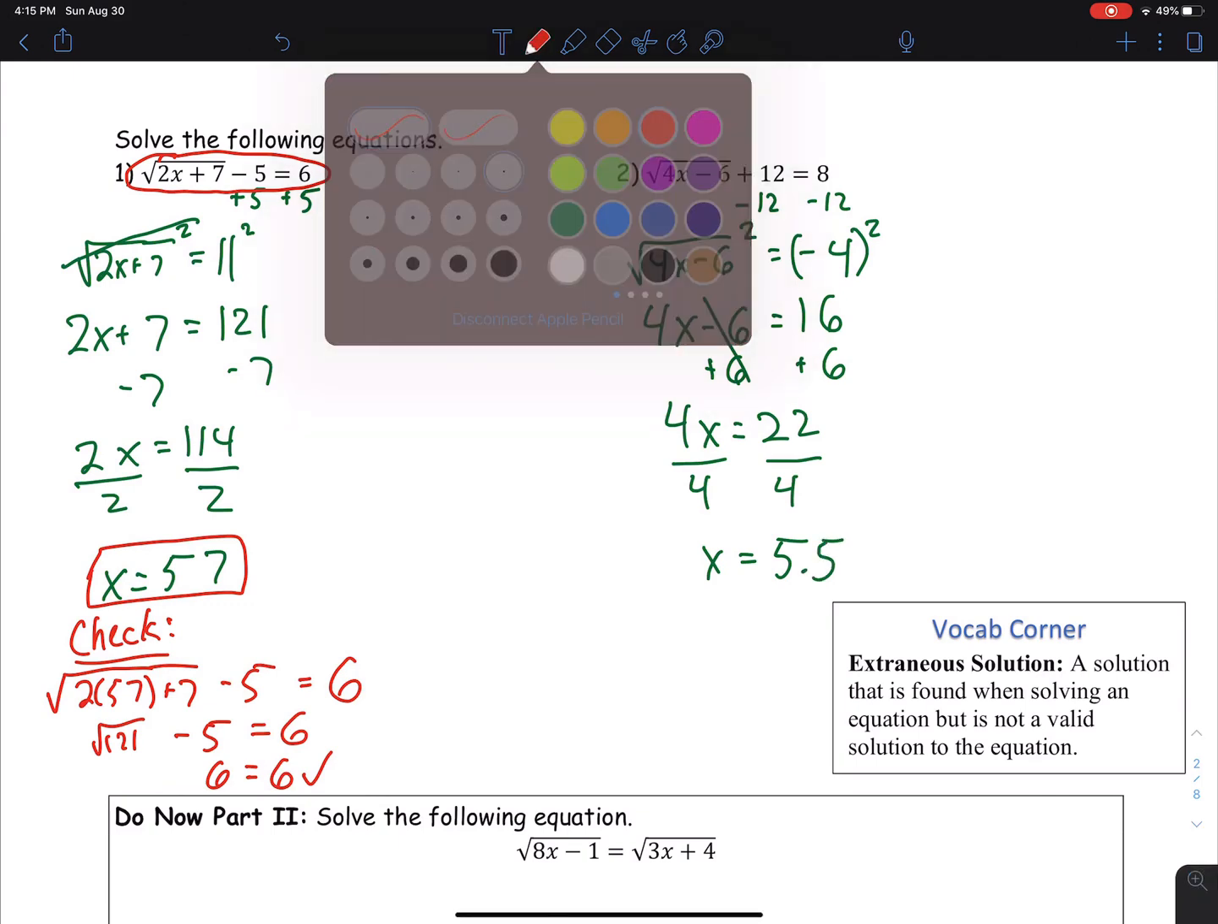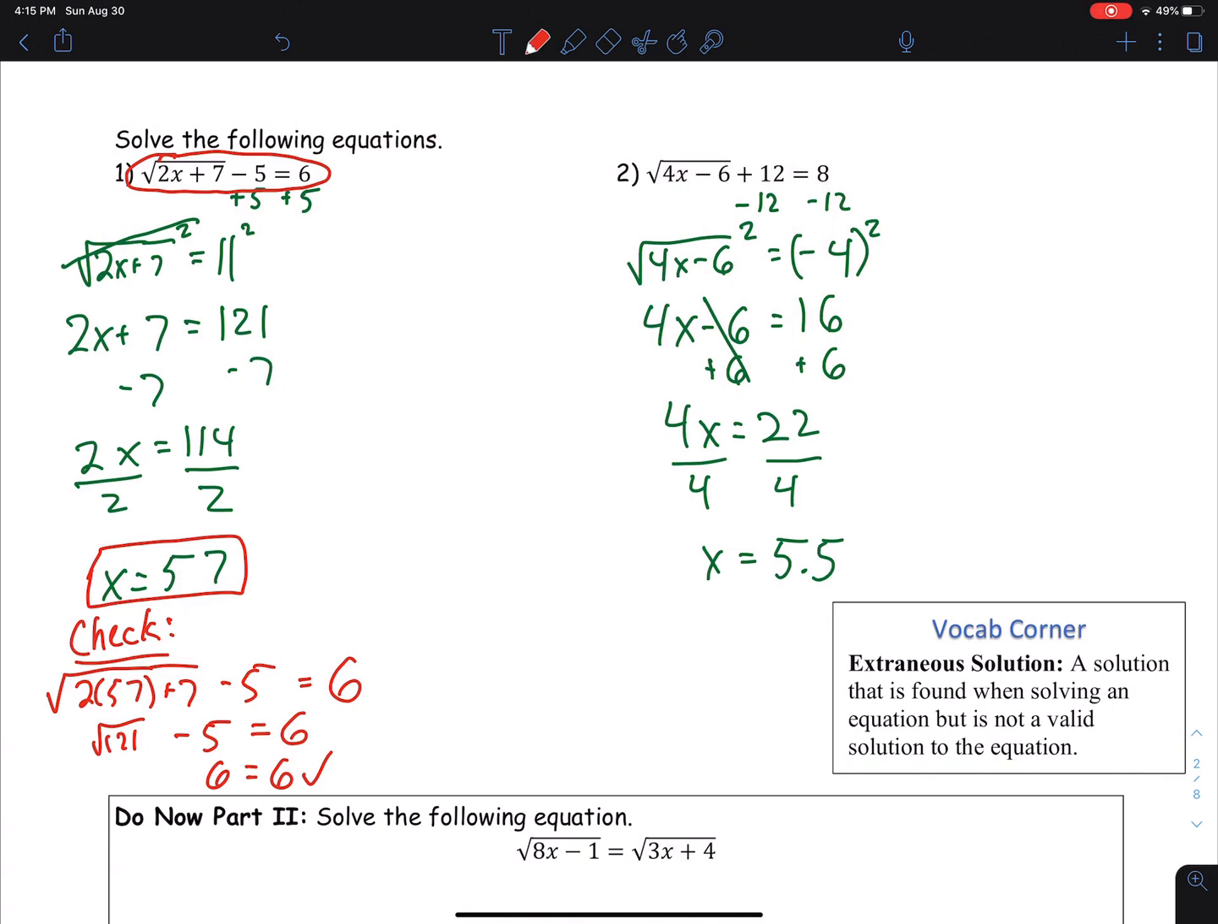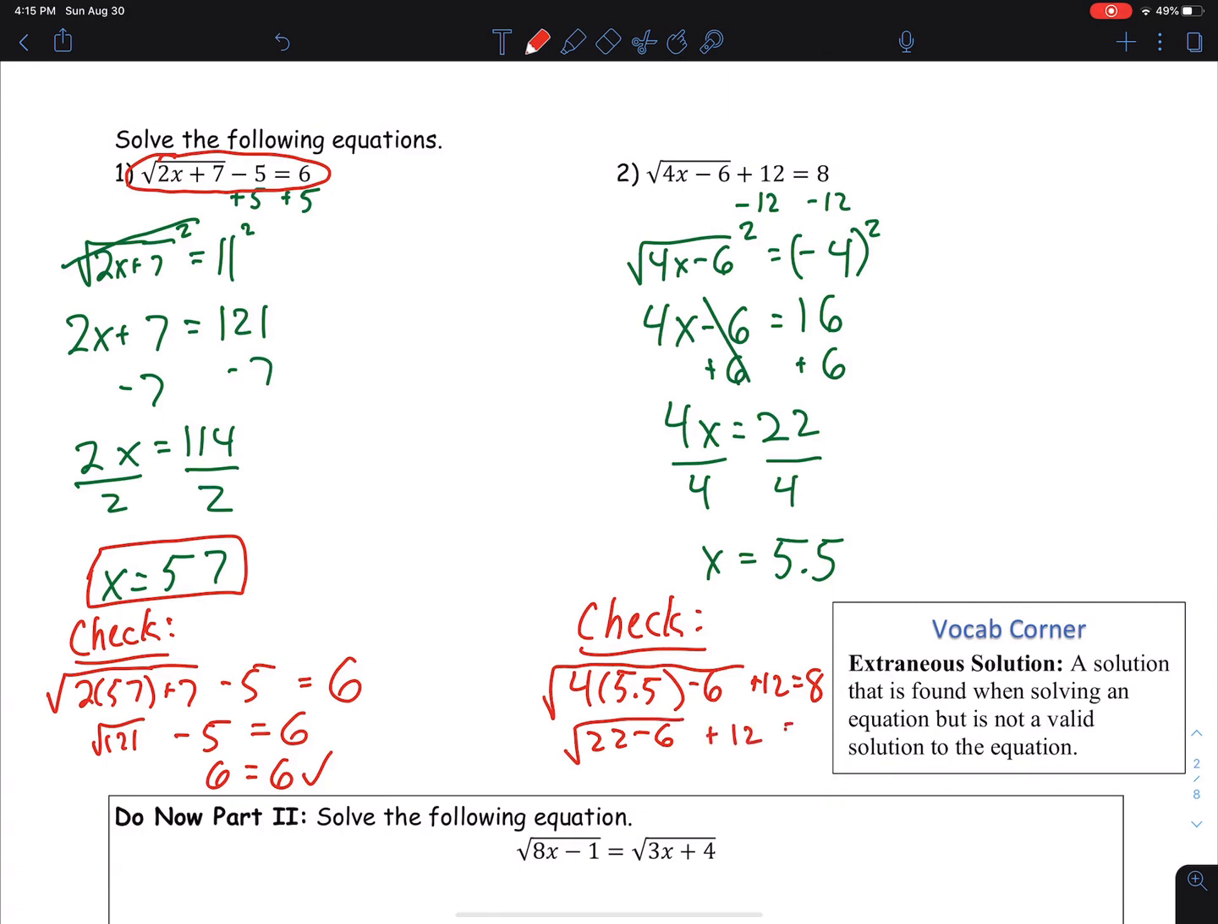But make sure you check. You always have to make sure you check with radical equations. So check. I'm going to write check down here. And our answer was 5.5, we think. So that would be the square root of 4 times 5.5 minus 6, plus 12 equals 8. I would get 22 minus 6 on the inside there, plus 12 equals 8. That's going to give me the square root of 16, which is 4. So 4 plus 12 is 16, which does not equal 8. So 5.5 isn't our solution.